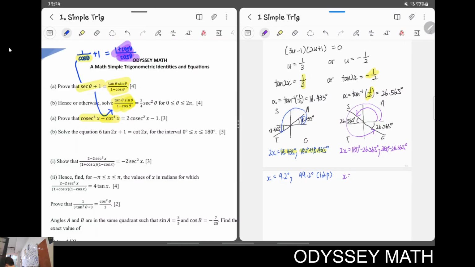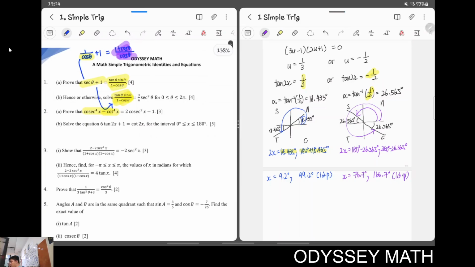Then we have x to be equals to 76.7 degrees, 1 dp, and 166.7 degrees, 1 dp. And we are done with this question over here on question 2b. Pretty textbook style question.